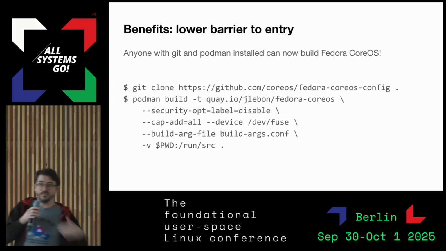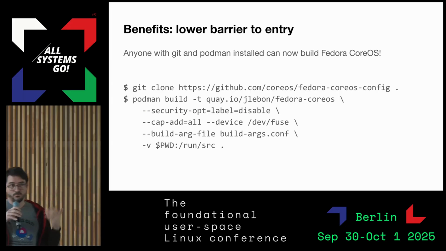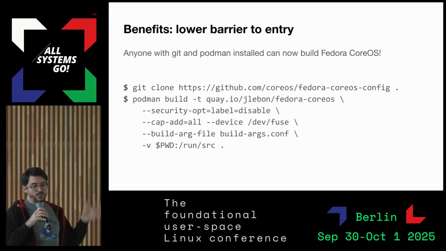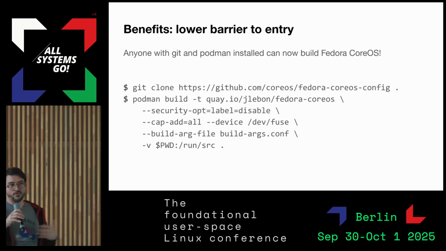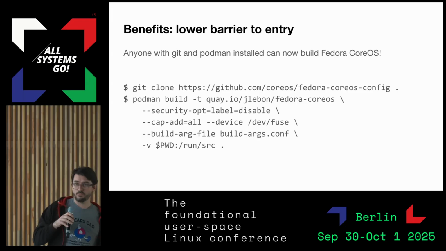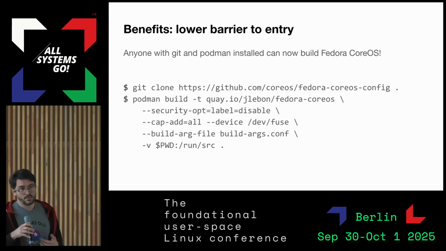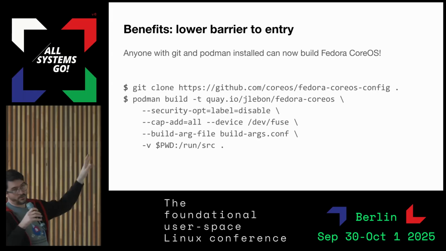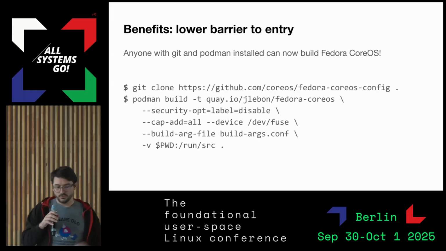Okay, so what are the benefits of doing all of this work? The main one is that it significantly lowers the barrier to entry. When you want to make a change, or try out Fedora CoreOS, or try and build an image of Fedora CoreOS, you can clone the Git repo and do a podman build, and you get a bootable container image of Fedora CoreOS. The instructions are about just that. It's not more than that.